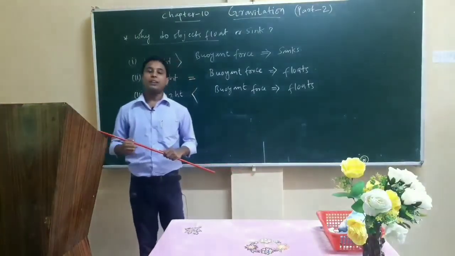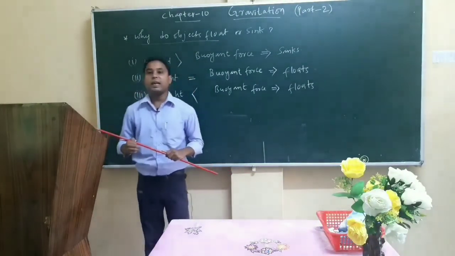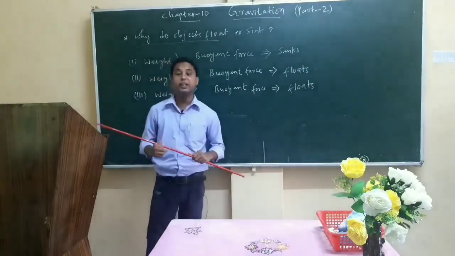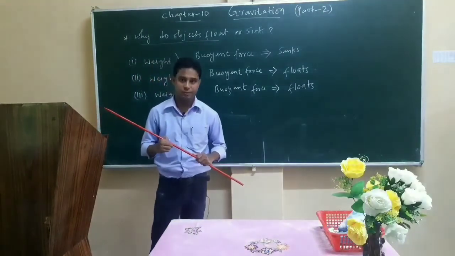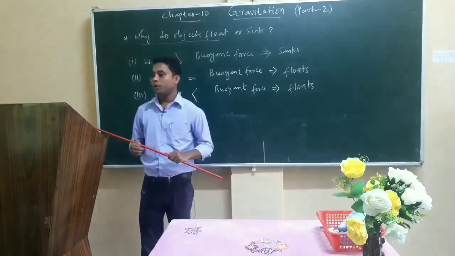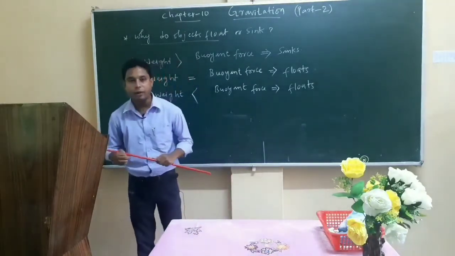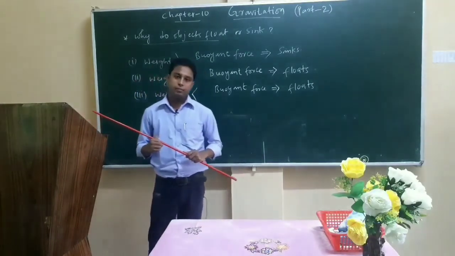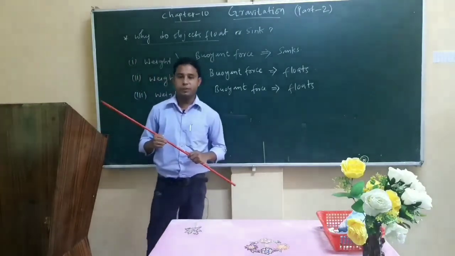Clear? So, what are the applications of Archimedes principle? Archimedes principle has many applications. It is used in designing ships and submarines. Lactometers, which are used to determine the purity of milk, and hydrometers, used for determining the density of a liquid, are all based on this principle.